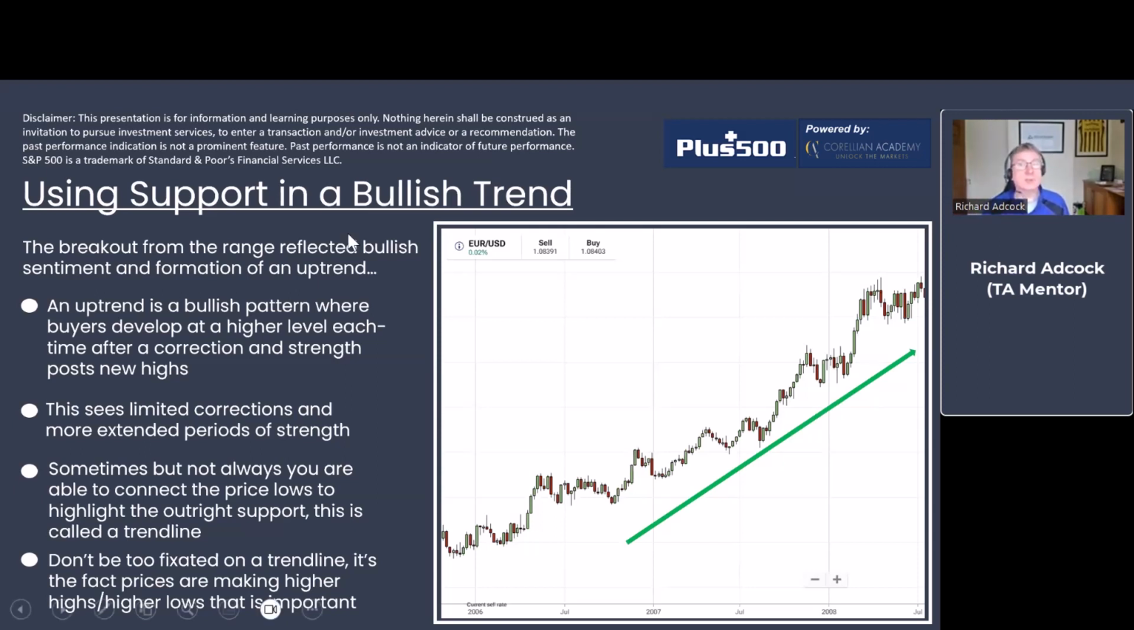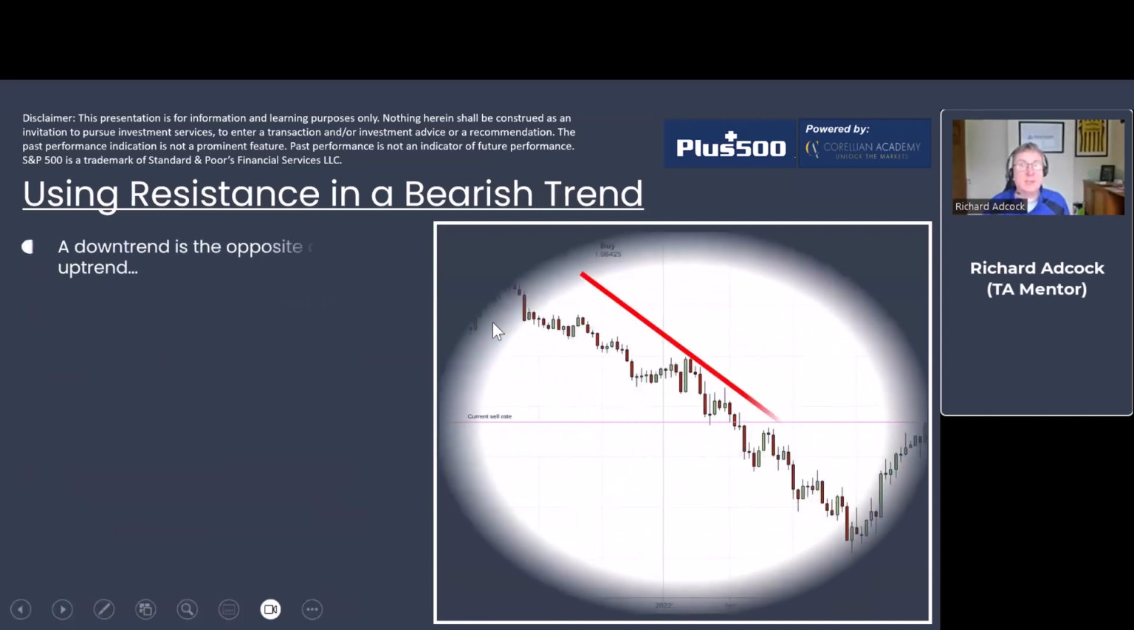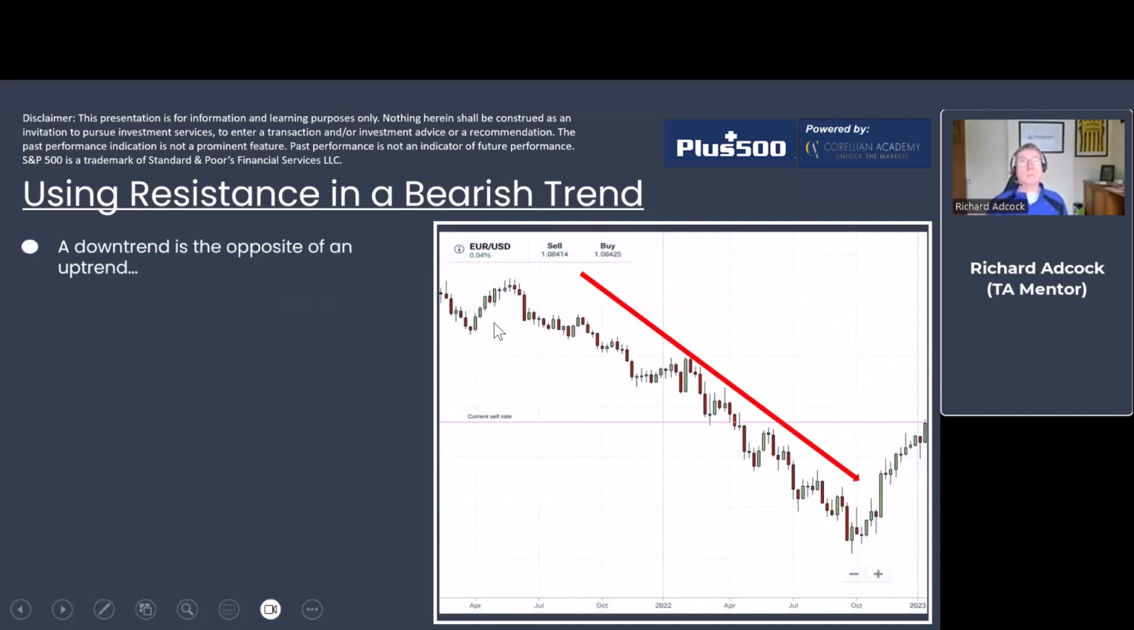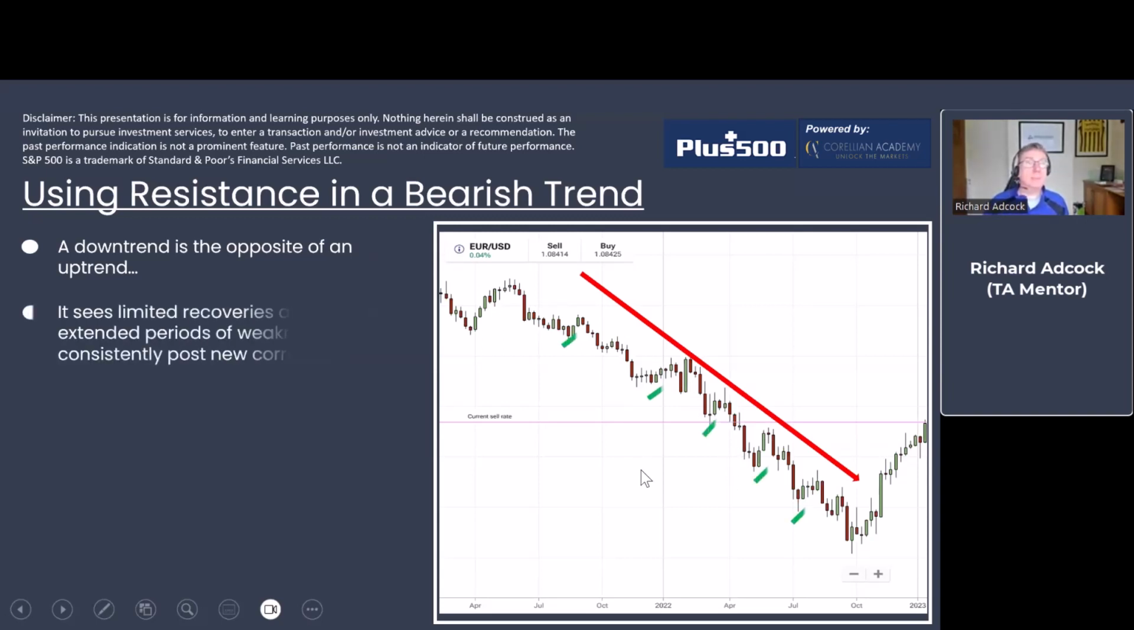And once we start to see that last correction low of a bullish trend give way, whether there's a trend line there or not, for me, it reflects a potential negative sentiment and the risk of a downside move beginning to develop. So when we look at the opposite, the bearish trend or a downtrend, we see exactly the mirror image of an uptrend. Corrections or weakness is more extended and recovery moves are much more limited in terms of a reaction to the downside selling pressure that we've seen.